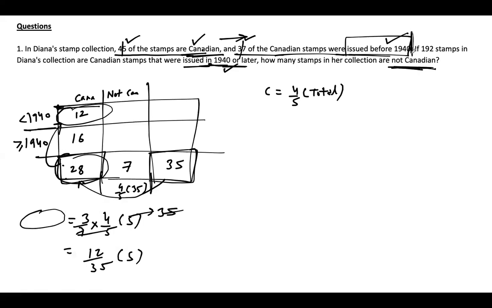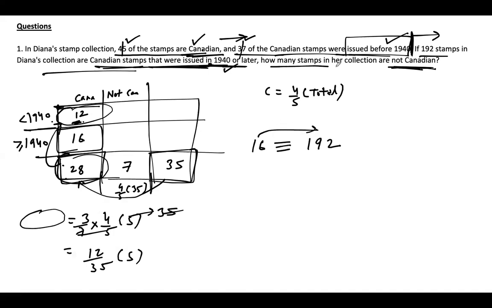So we have read the question till here. If 3/7 of the Canadian stamps were issued before 1940, then 16 stamps are issued 1940 or later. Now the question is asking, if 192 stamps in Diana's collection are Canadian stamps that were issued in 1940 or later. So first tell me, which box represents Canadian stamps that were issued in 1940 or later? In the actual question, this value is given to us as 192. So 16 corresponds to 192.